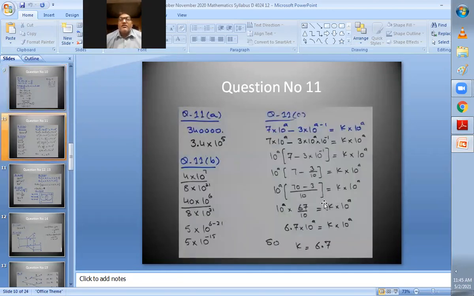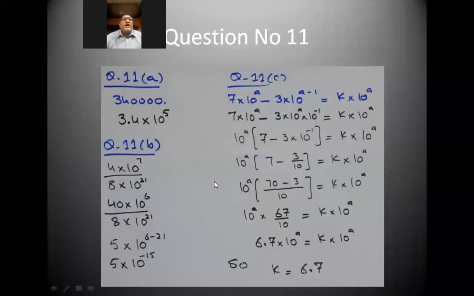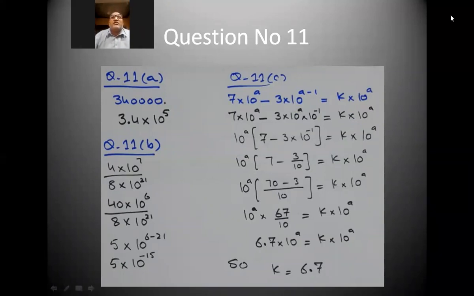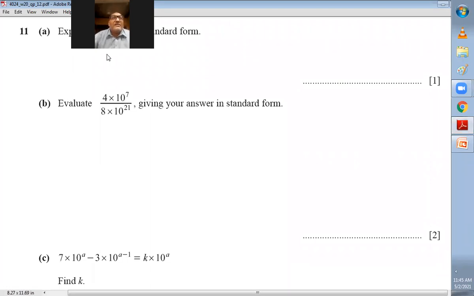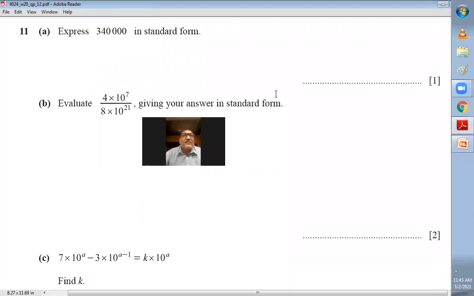Okay. So question number 11, A part, it is showing up. 340000. So I will move the decimal to make it the standard form. It will become 3.4 × 10 to the power 5. That is question number 11, A part. Hopefully you have understood. So the second part is question number 11, B part.